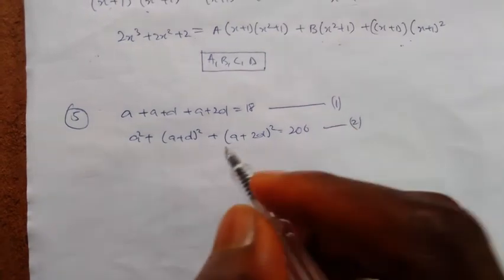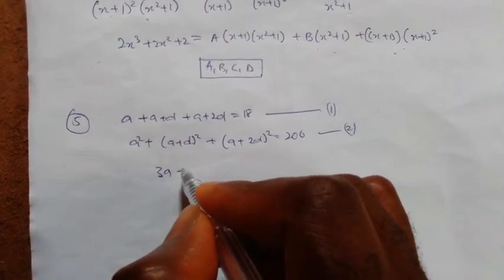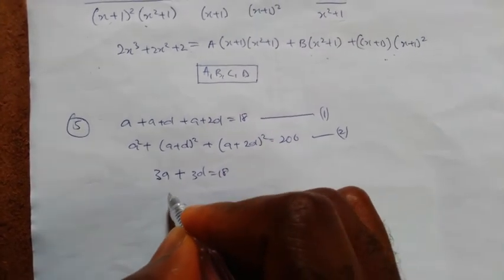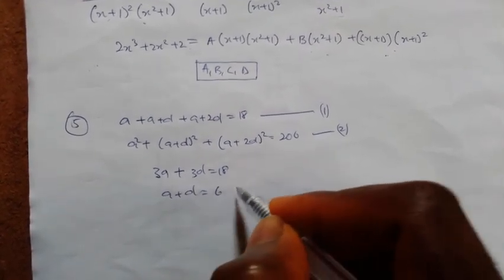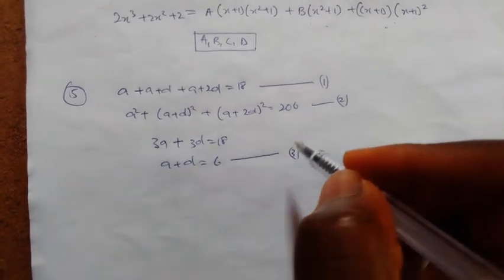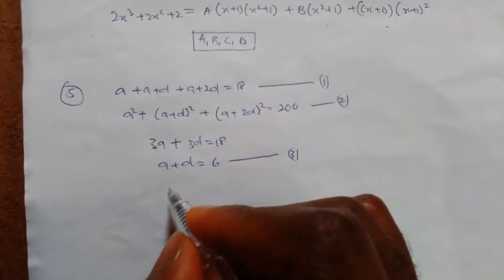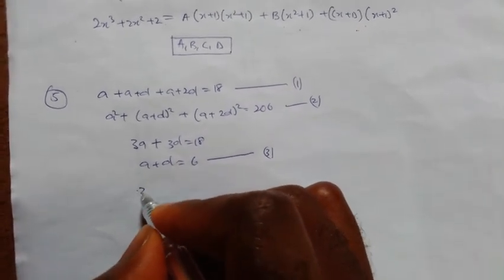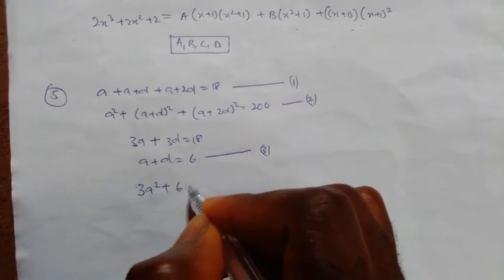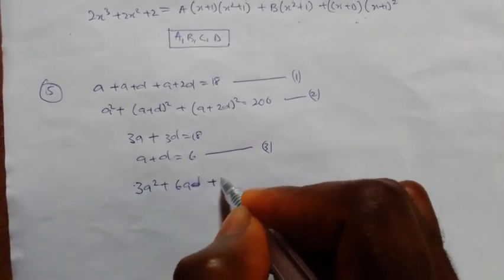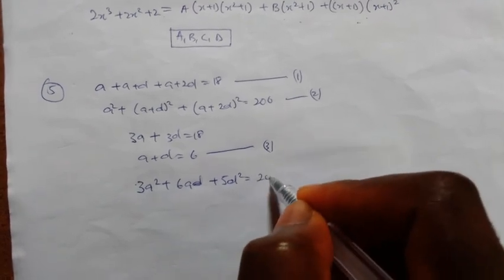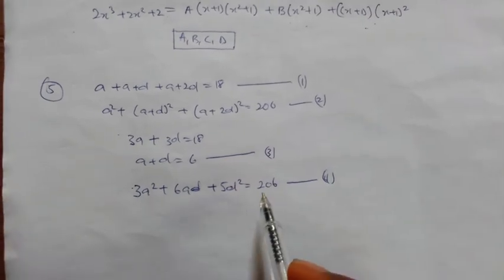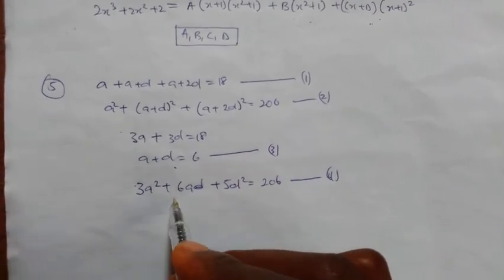Now on solving, I'm going to have 3a plus 3d equals 18, which implies that a plus d equals 6, if I divide all through by 3. Then from equation 2, after expanding, I should have it as 3a squared plus 6ad plus 5d squared equals 206. This is equation 4. Now after expanding all this, from here this is my equation 3, this is my equation 4.